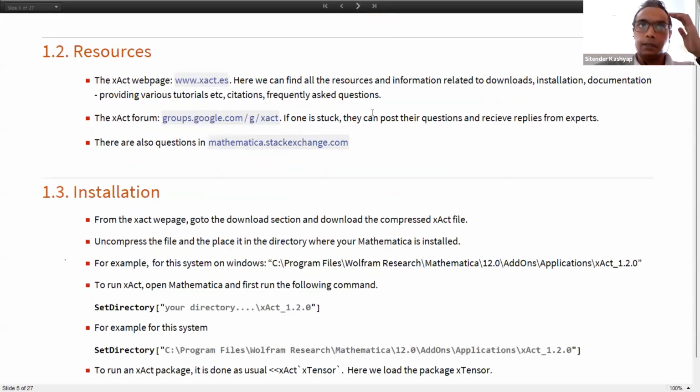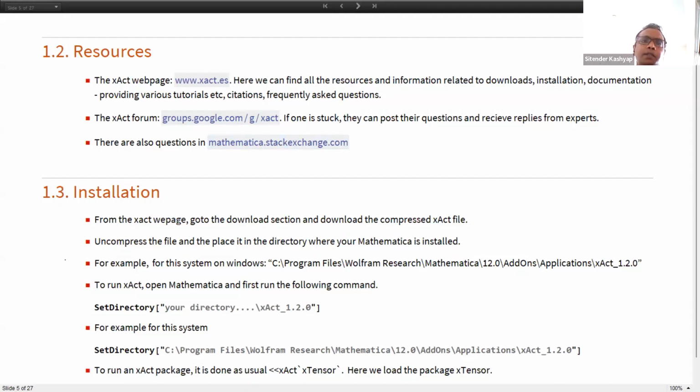Here is a list of resources. You can go to the xAct web page where you can find all information related to download, installation, documentation, which provides various tutorials, citations of the various papers which cite xAct, frequently asked questions, and so on. There is an xAct forum where you can post your questions if you're stuck, and then the experts will reply to your queries. And finally, there is also the Mathematica Stack Exchange, where you can post your questions and get some answers.